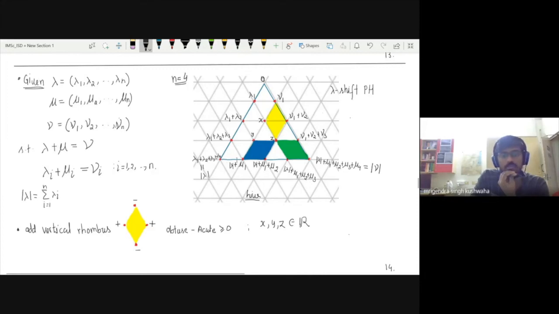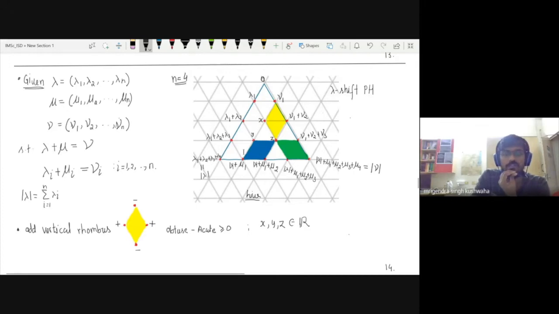Now if you move to the right, on the bottom row, the first one will be the size of lambda, and the next one will be the size of lambda plus mu 1, and like that you continue up to the end. At the end you get the size of lambda plus the size of mu, which is equal to the size of nu. And the right side vertices you label nu 1, nu 1 plus nu 2, and so on, the partial sums of nu. So the boundaries are fixed.